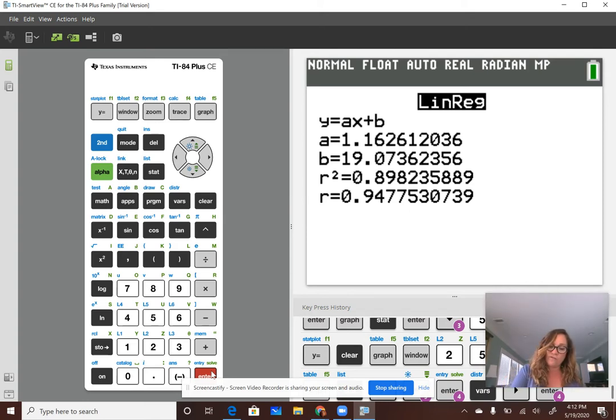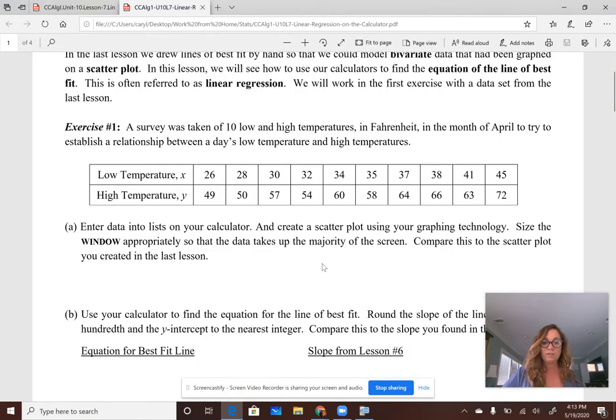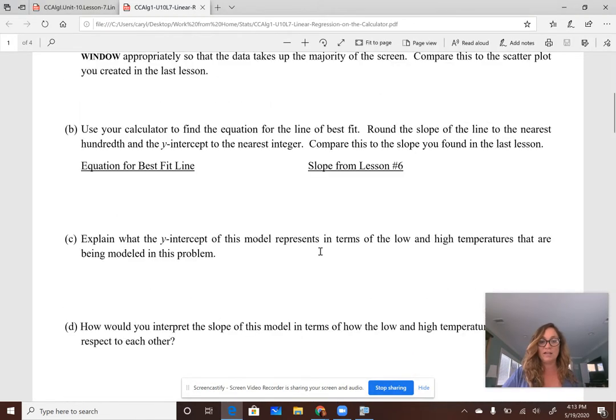So the correlation coefficient I'm going to write down as 0.95. We would consider that strong. Close to 1, strong. Think of it as 95 cents, close to $1. Okay? All right, so they're asking you to compare that to the slope from lesson 6. And in lesson 6, you should have had a slope of 1.25 or 5/4. So that's obviously very close. All right, so I'm just going to write that in here for you.